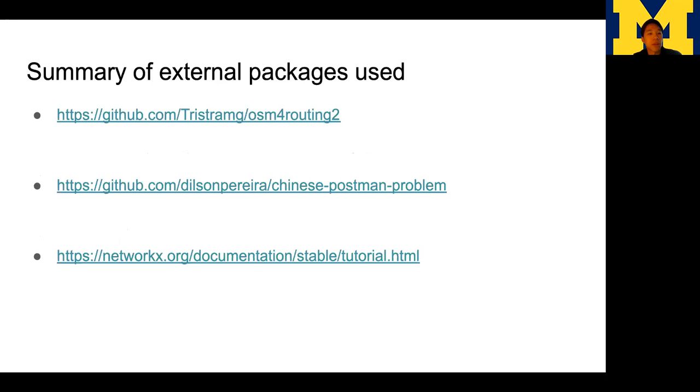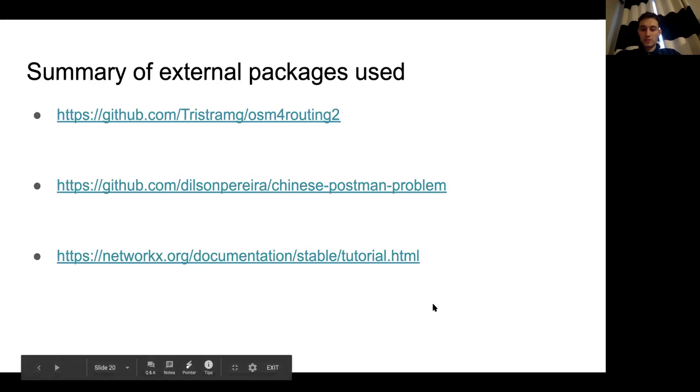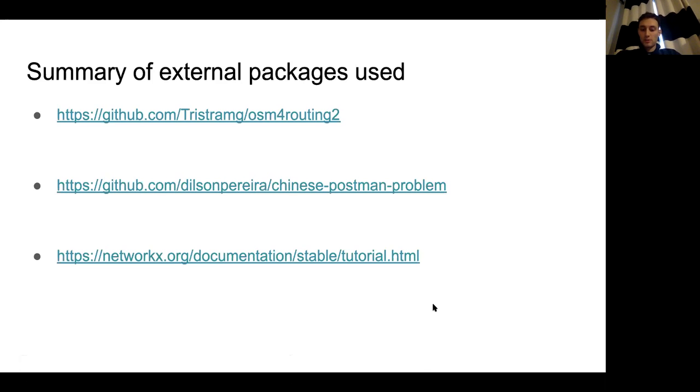So these are just a summary of the external packages that we use. The first one describes converting a PBF to a CSV file. The second one describes the computational work for the route inspection problem. And then the third one is Zade's use of the Python package to display a graph. And with that, we're happy to answer any questions or to go into further detail anywhere somebody might have wanted us to elaborate more.